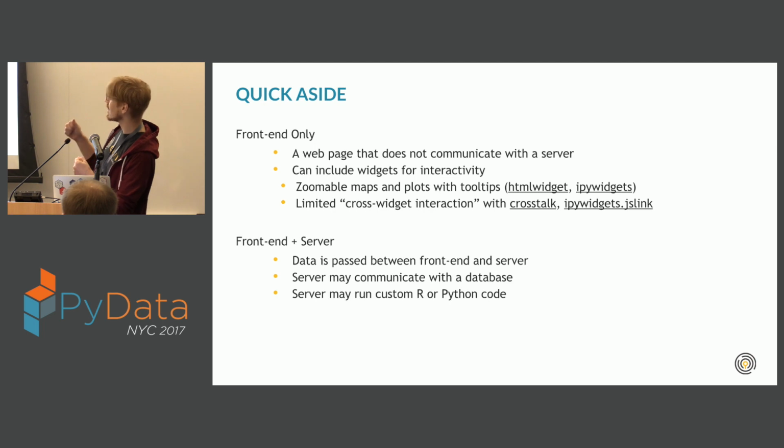And there are a lot of tools out there that will translate your Python code directly to JavaScript so everything can run in the browser. For example, HTML widgets for R and Crosstalk for R, and ipywidgets, also known as Jupyter widgets. There's also ipywidgets-jslink, which is really cool, and that will translate reactive, interactive widgets, so you can do filtering of your charts, and that's all in JavaScript, so it all can fit in the front end. Front end plus server allows you to access a database and basically do anything you want and run custom R and Python code.